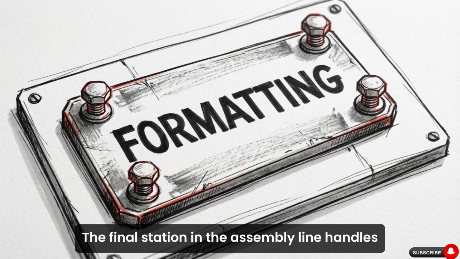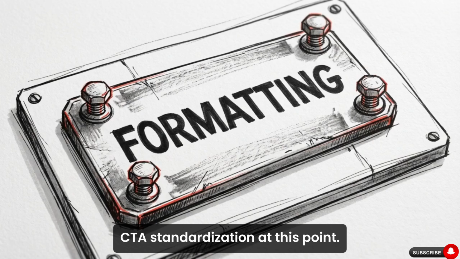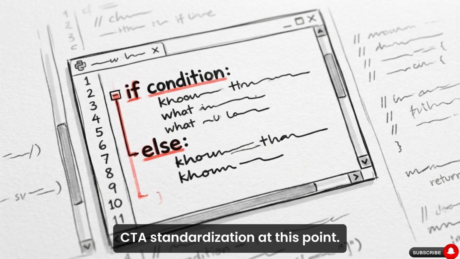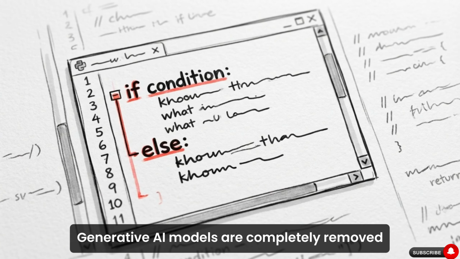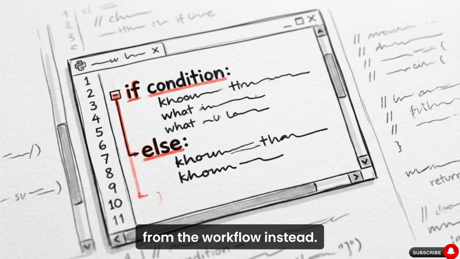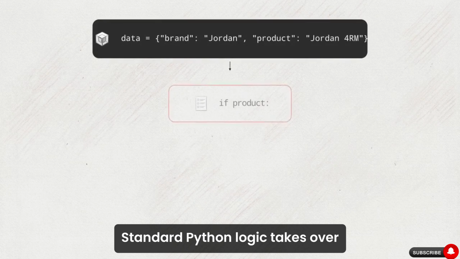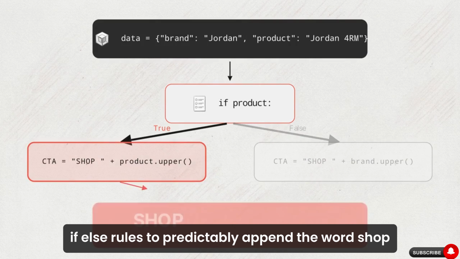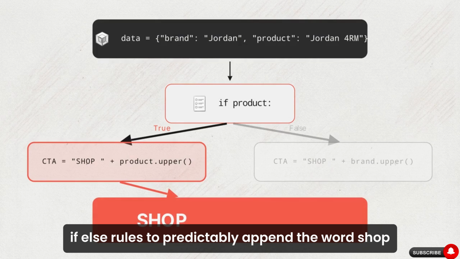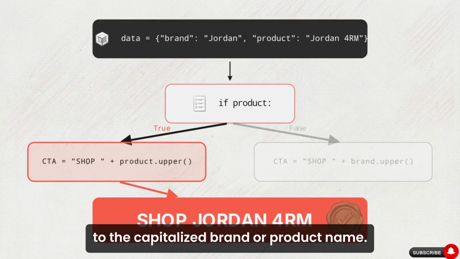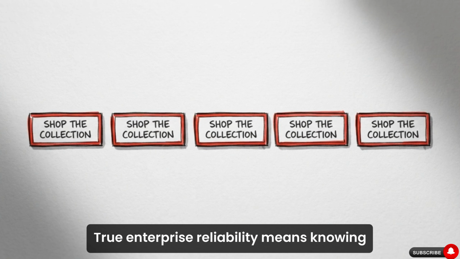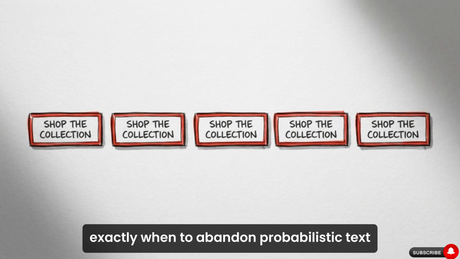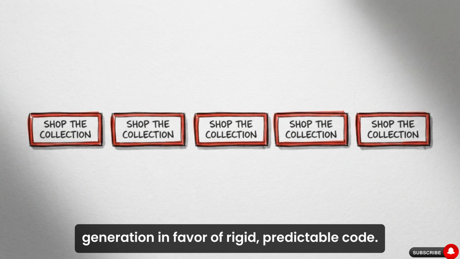The final station in the assembly line handles CTA standardization. At this point, generative AI models are completely removed from the workflow. Instead, standard Python logic takes over, evaluating the available product data through simple if-else rules to predictably append the word shop to the capitalized brand or product name. True enterprise reliability means knowing exactly when to abandon probabilistic text generation in favor of rigid, predictable code.